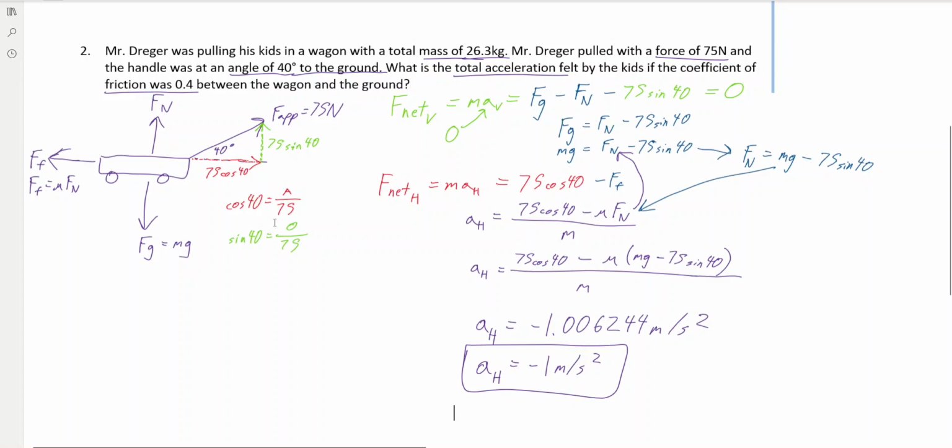So what does this mean? In this situation, what does a negative value mean? Well, because we said, and this is important, that this force is positive, a negative acceleration tells us that it is decelerating. Okay, that means that I'm slowing down, I'm pulling less hard than friction is.